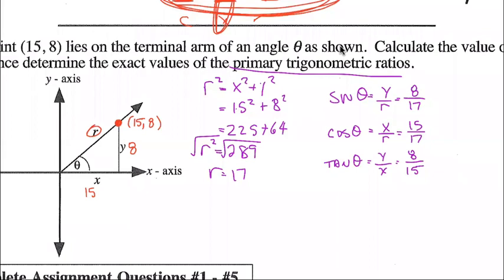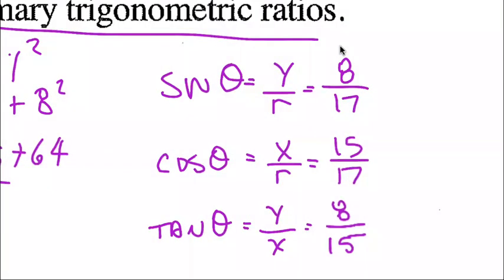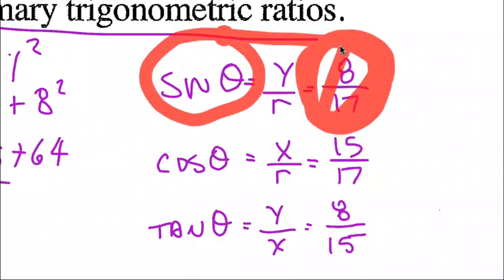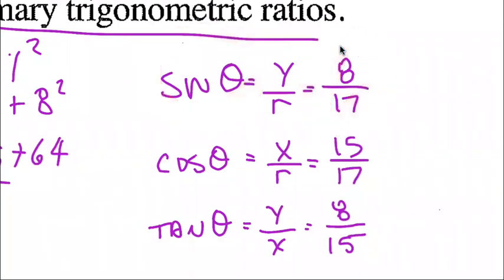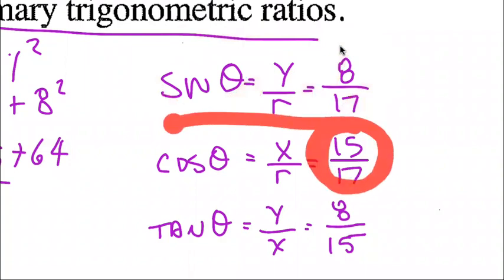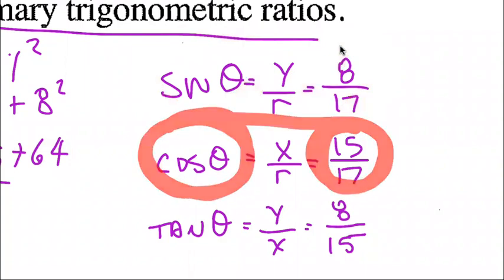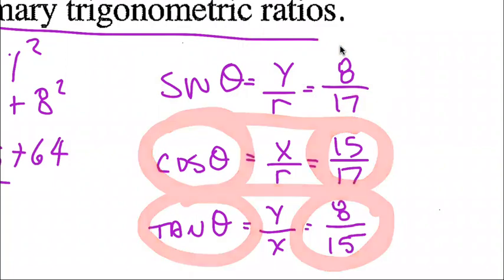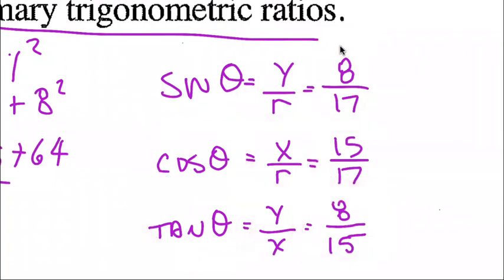Now, of course, if you remember, now that we have this ratio, I can use the inverse function of sine to figure out my angle, or this ratio, the inverse function of cosine, to figure out the angle, or the inverse function of tangent to find the angle. So that's the next step, now we can determine these angles.